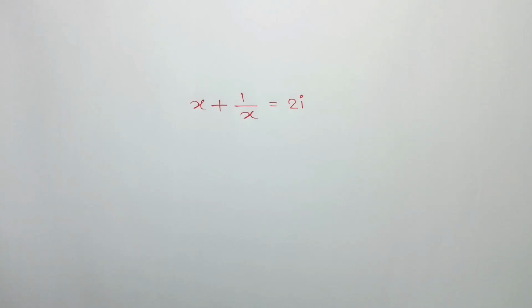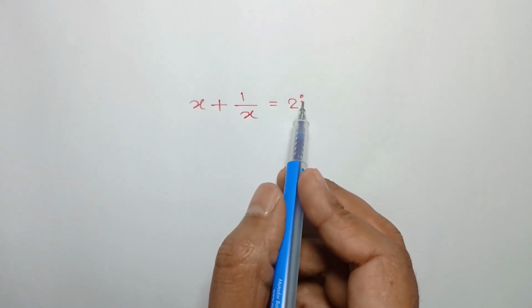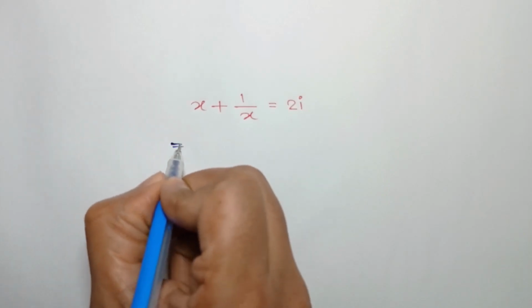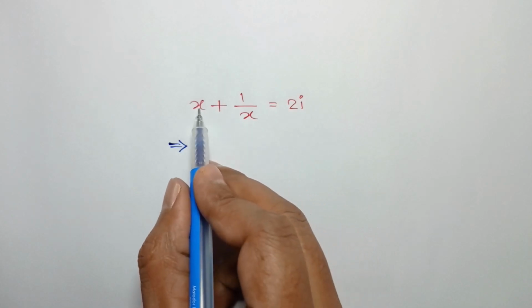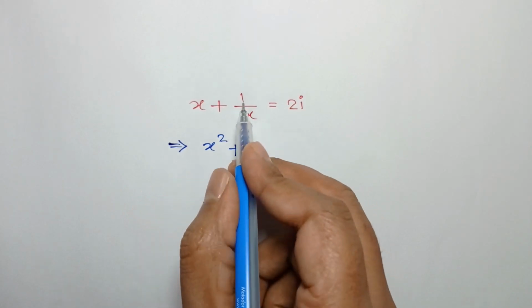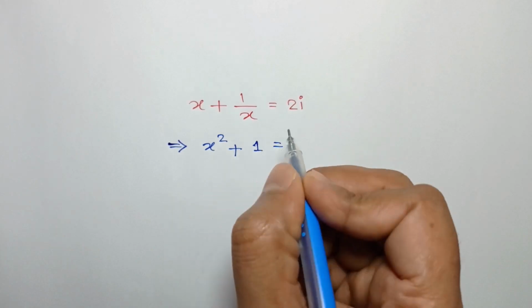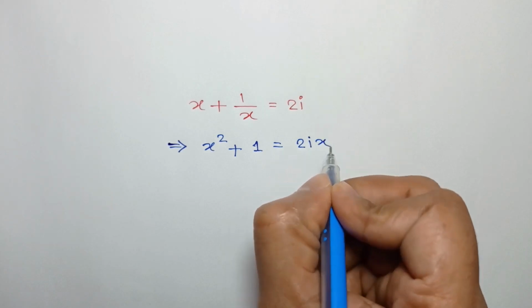Hi everyone, in this video I am going to show how to solve this equation: x plus 1 over x is equal to twice i, where i is an imaginary number. Multiplying both sides by x, we can write x times x is x square, plus 1 over x times x is 1, is equal to twice i times x, which is twice ix.